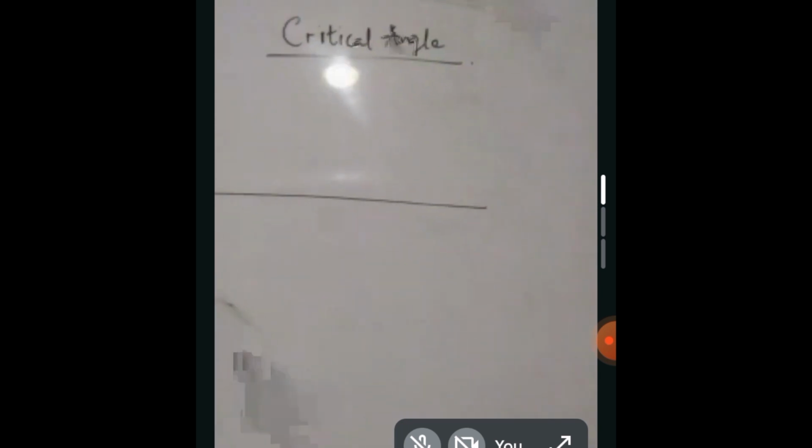Let's say a light wave from this point gets to this place. It is coming from a dense medium to a less dense medium. Definitely it's going to bend away from the normal at the point. So this is the angle of incidence, and this is the angle of refraction.